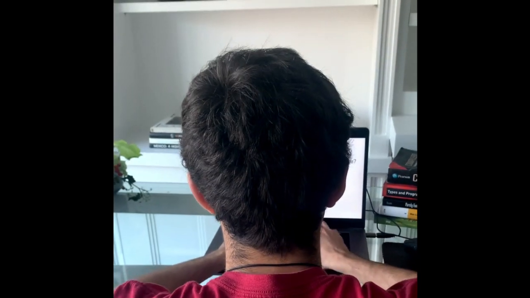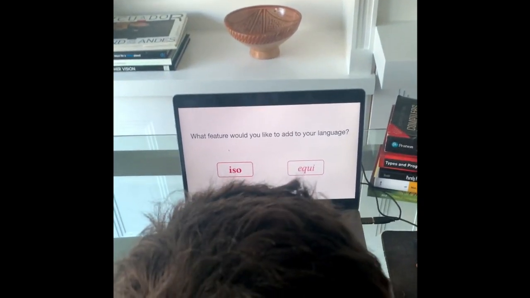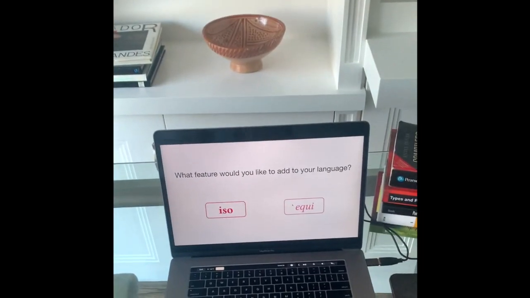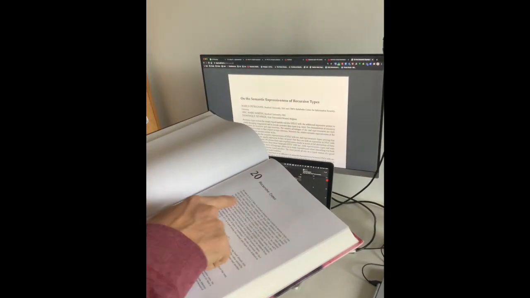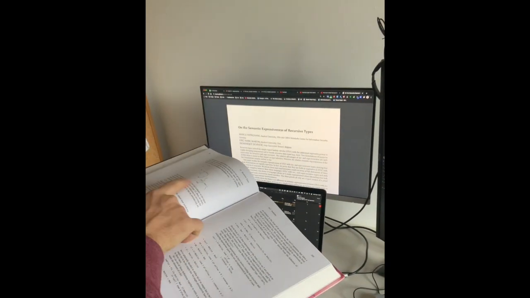I'm implementing my own language, and I'm adding recursive types to it. Which formulation should I choose? Is there one that is more expressive? I'm teaching a class on recursive types, so what should I tell the students? Is there a formulation that is more expressive?